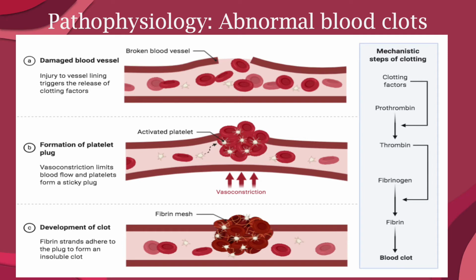So this is the normal physiology of hemostasis. We can see in this photo here, which is blood clotting. Though in DIC, this process of blood clotting is happening throughout the whole body. Here's a damaged blood vessel, a formation of platelet plug, and the development of a clot, all of which steps are normally good, but in DIC, this process is abnormally activated and happens often and throughout the body.